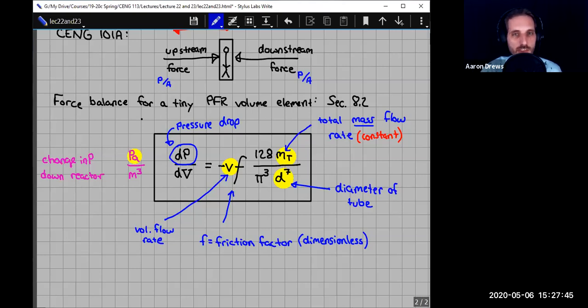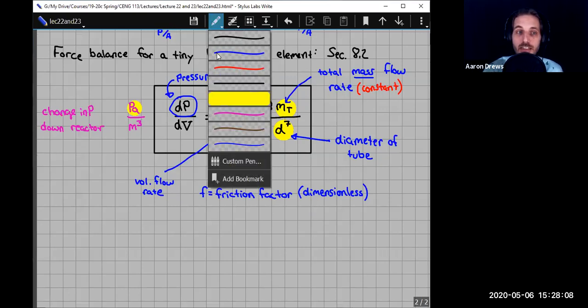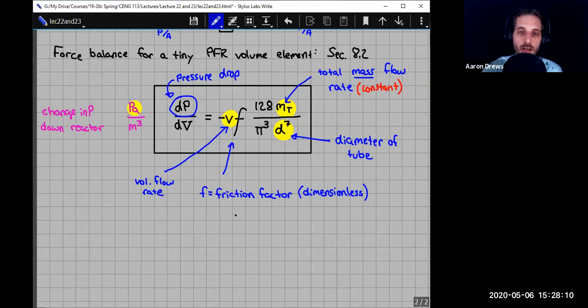And I strongly suggest you get into the habit of whenever you have a pressure drop problem, just write everything in base SI units. So kilograms, meters, and seconds. And if you do that for all of the terms inside of the pressure drop, then the result is that you get a Pascal per cubic meter. But just watch your units. It is really easy to mess up units on a pressure drop. Or if I want to say that another way, I have found that it is very easy for me to mess up units on a pressure drop. So keep those in mind.